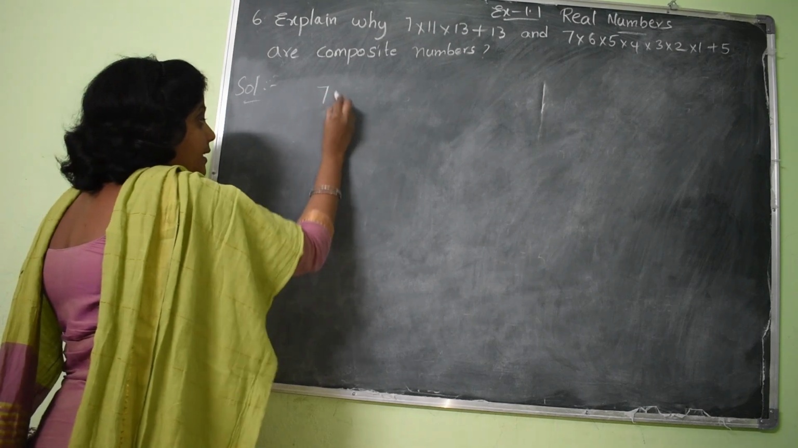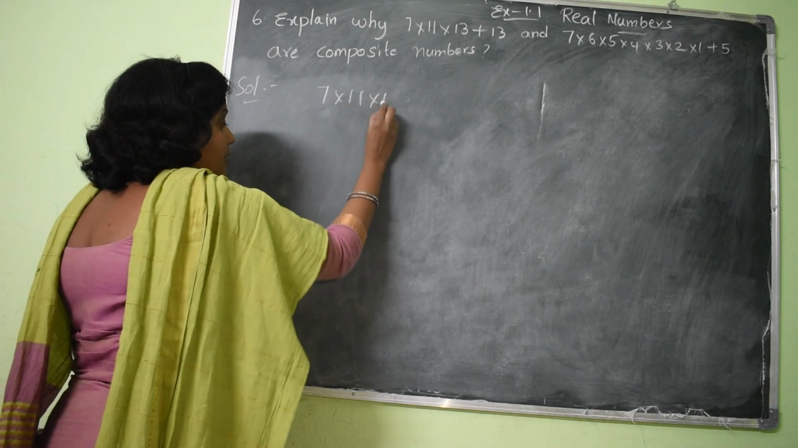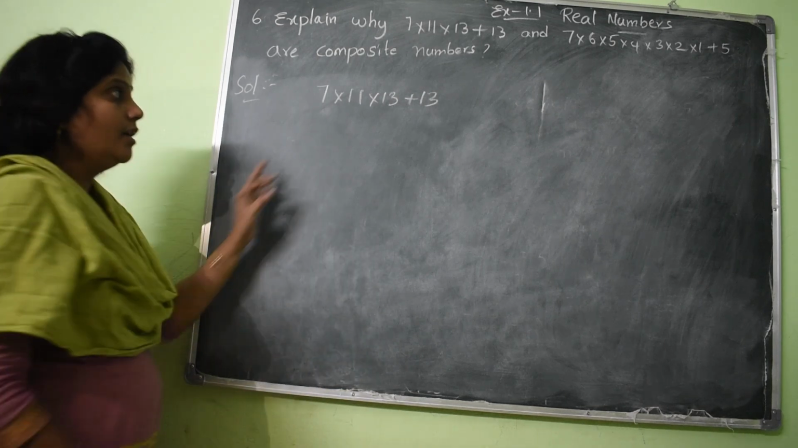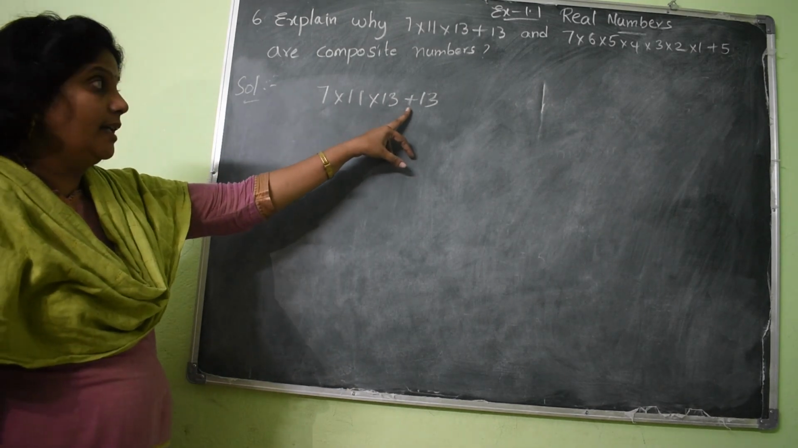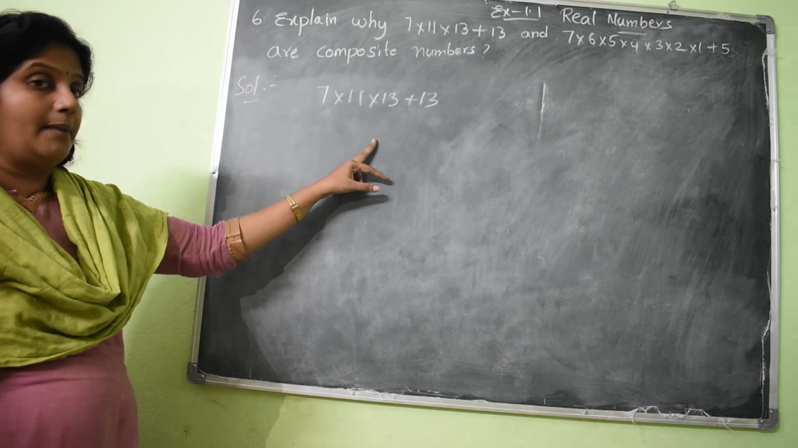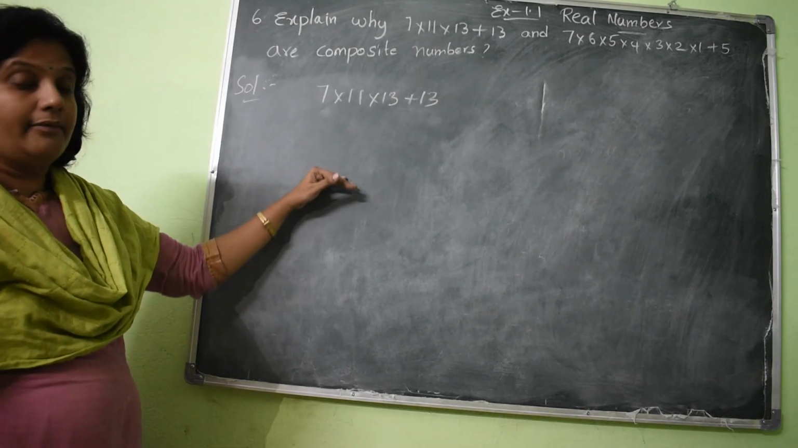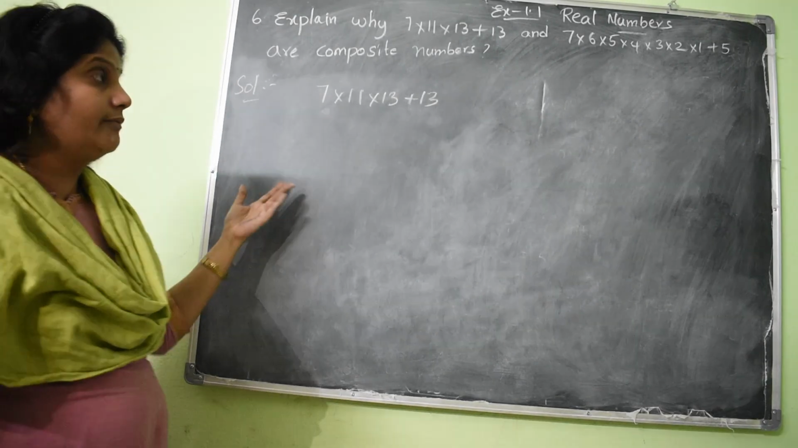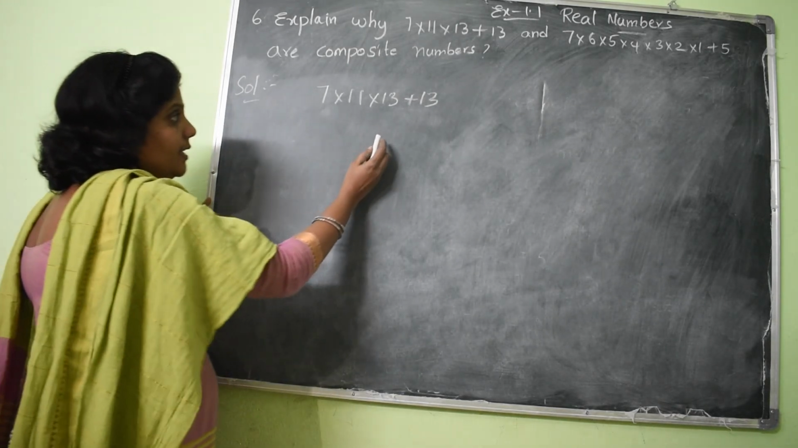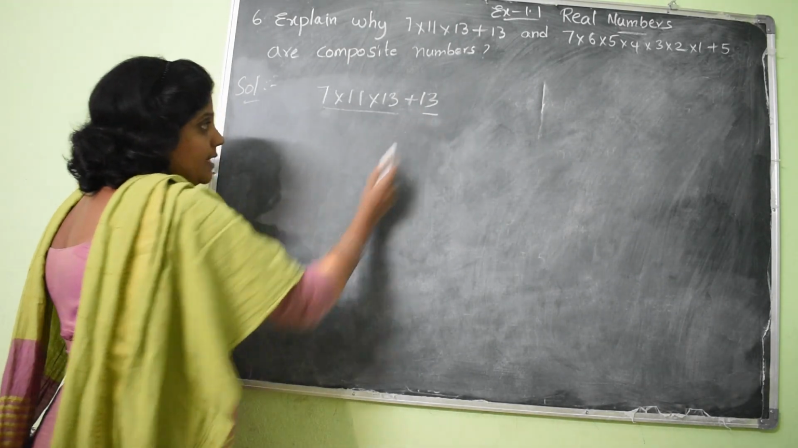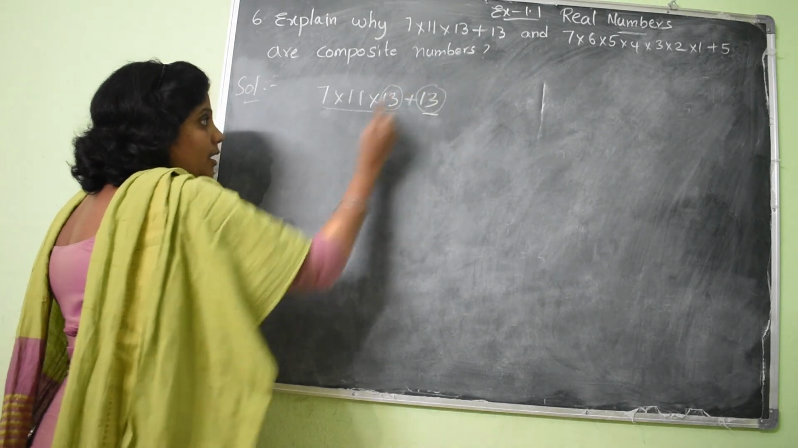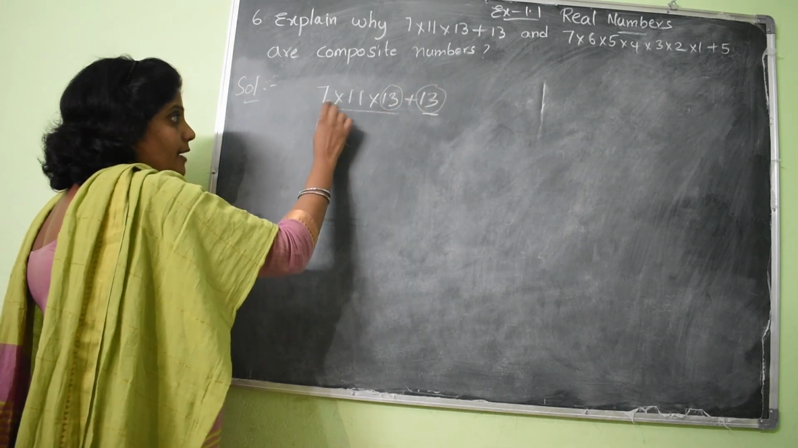First of all, take this number 7 × 11 × 13 + 13. Here all the numbers are prime numbers, but there is a plus symbol, so we cannot say that this is a product of prime numbers. After solving this, we can tell whether it is a composite number or a prime number. So let's solve it. This is one term and this is one term. In both the terms, 13 is common.